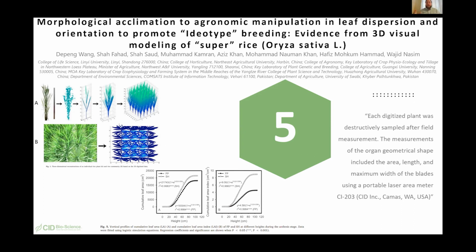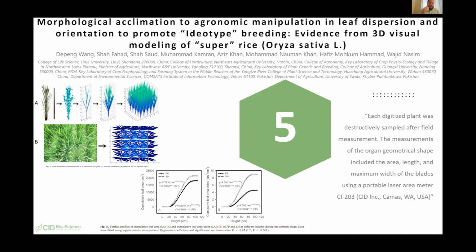So they essentially digitized these plants, as you can see in the left image, these super rice plants, and they destructively sampled them after they did their field measurements. So they did all their aerial length and maximum width of the blades, and they did that all with the 203.